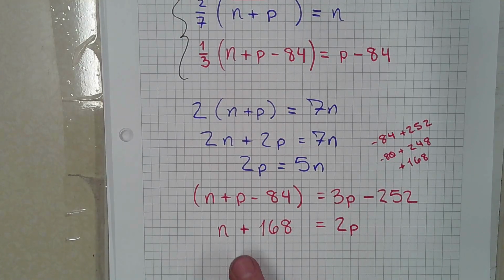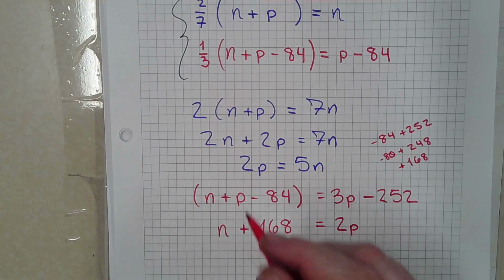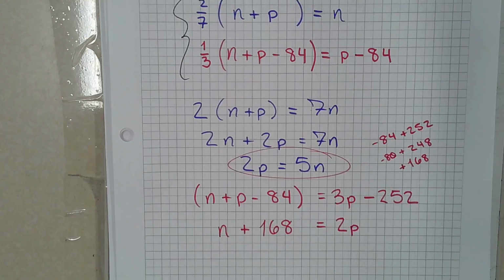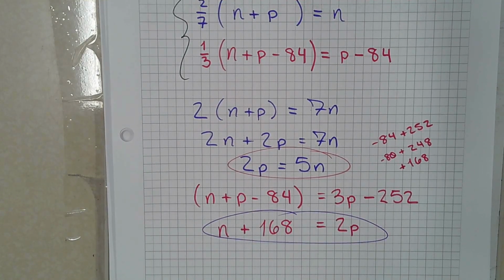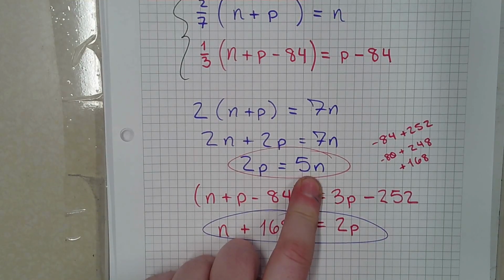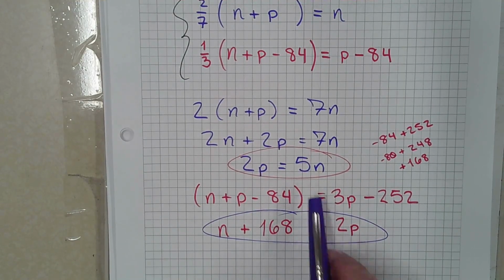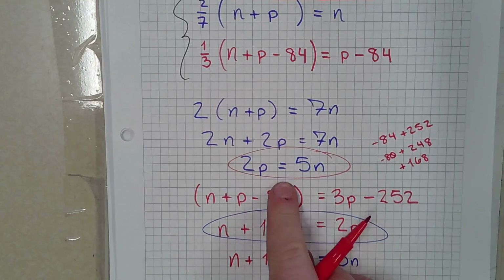So now we know this and this. And I think they look pretty nice. So here's an equation we're going to use, and here's the other equation we're going to use. Now, you might notice something really nice. We have two variables and two equations. So that's great. But not only that, we know that 2p is equal to 5n. So what if we substitute this 2p for 5n? They're the same thing according to the first equation.